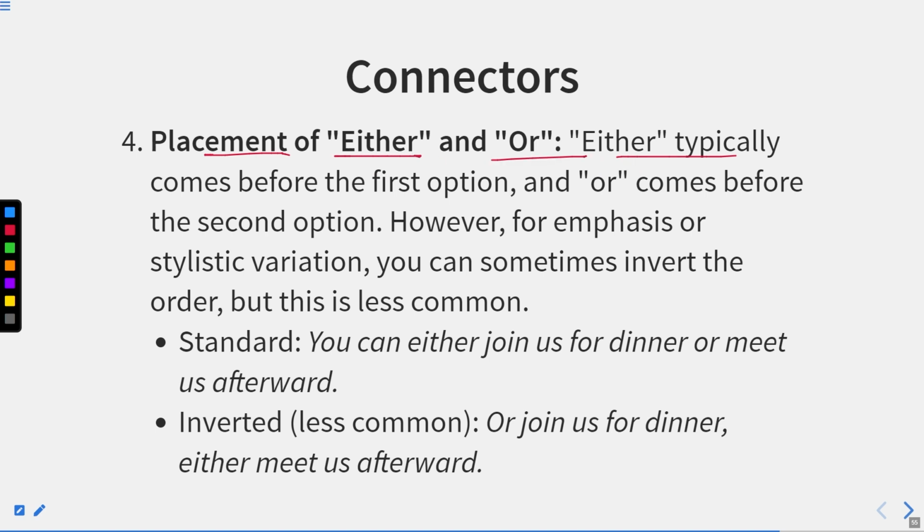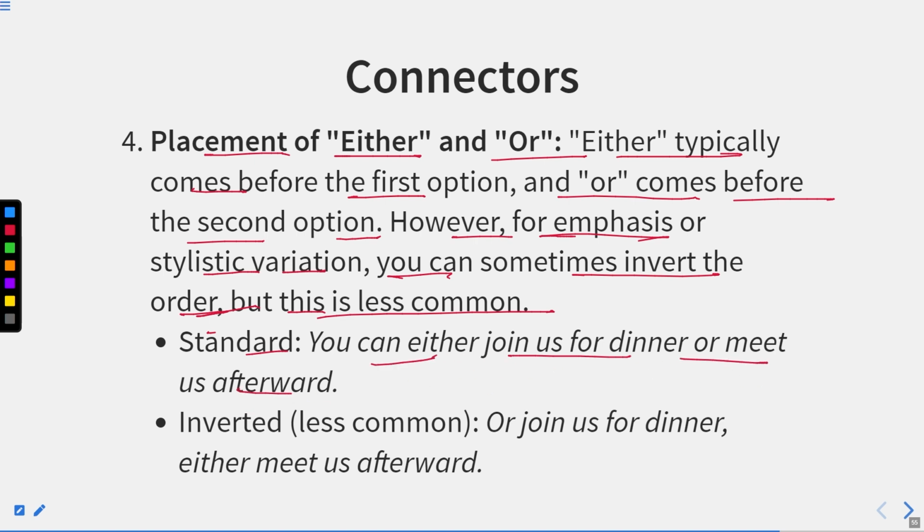Placement of either and or. Either typically comes before the first option and or comes before the second option. However, for emphasis or stylistic variation, you can sometimes invert the order, but this is less common. Standard: you can either join us for dinner or meet us afterward. Inverted, less common: or join us for dinner, either meet us afterward. So this will be incorrect, or maybe possible, but rarely used.